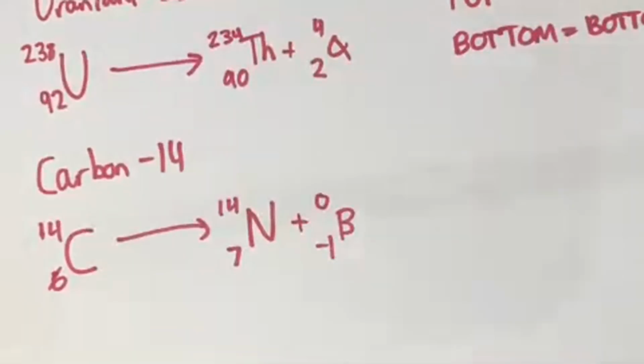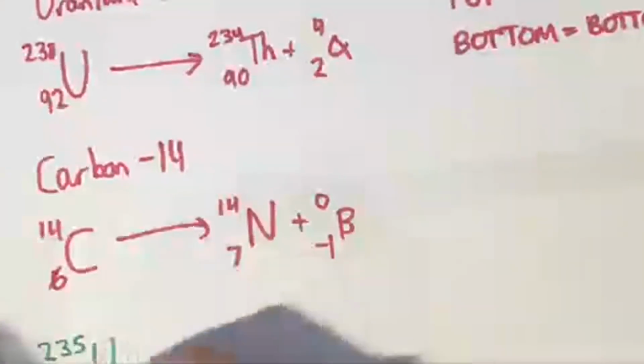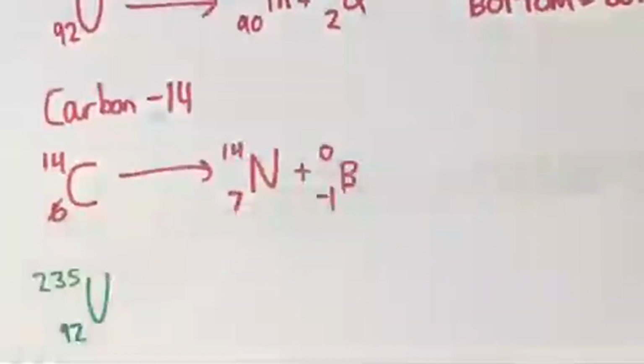Cool. Now gamma, you won't need to do the equation for, because gamma is just a wave. It's excess energy. So, for instance, if I took, I don't know, uranium 235, uranium 92. I don't know if this does gamma decay.